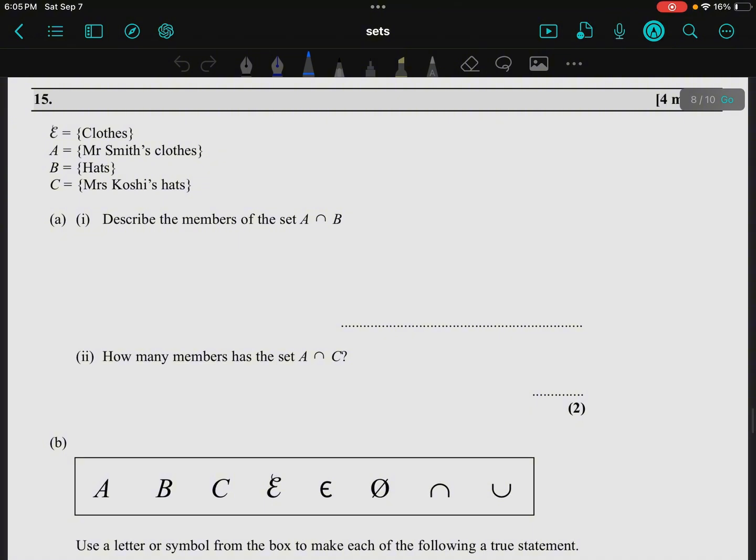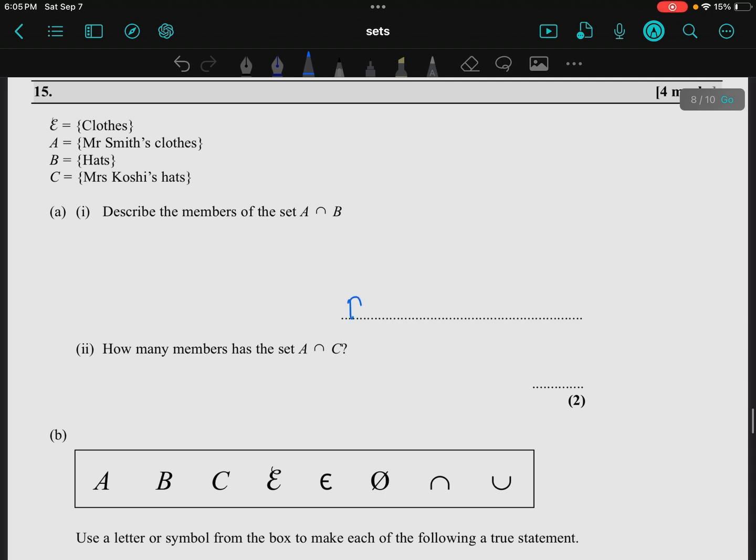Then question number 15. Universal set is given as clothes. Set A is Mr. Smith's clothes, B is hats, C is Mrs. Koshi's hats. Describe the members of the set A intersection B. A is Mr. Smith's clothes, B is hats. So what should be common between these? Mr. Smith's hats.